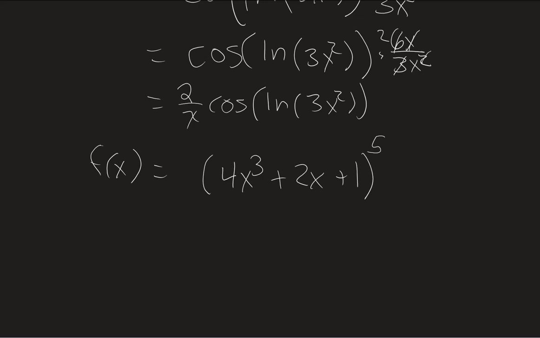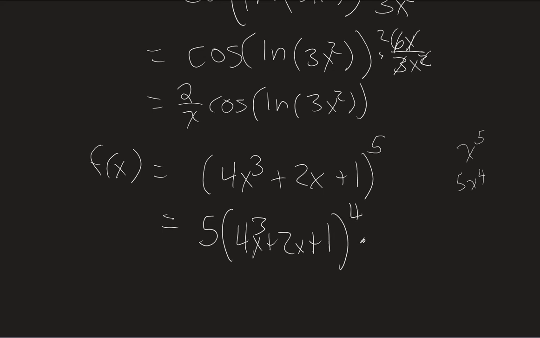So we do the same thing here, only we don't change what's on the inside. We leave that alone. That's going to be 5 times 4x cubed plus 2x plus 1 to the fourth. Now we multiply by the derivative of the inside, which is 12x squared plus 2, being careful to put it in parentheses because we're multiplying by that whole derivative, not just the 12x squared. If we didn't put it in parentheses, the order of operations would multiply just by 12x squared and then add the 2.